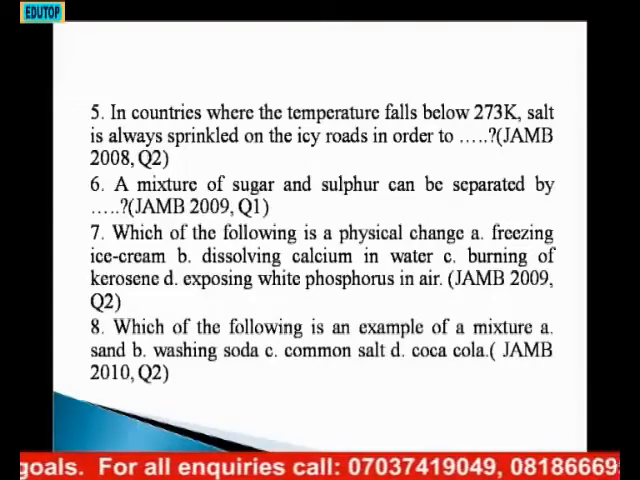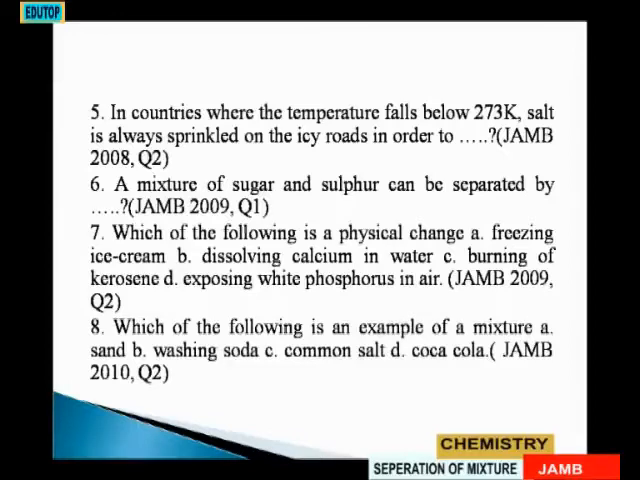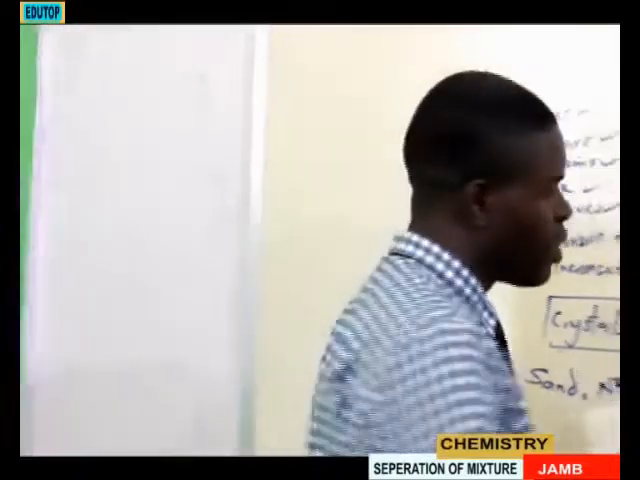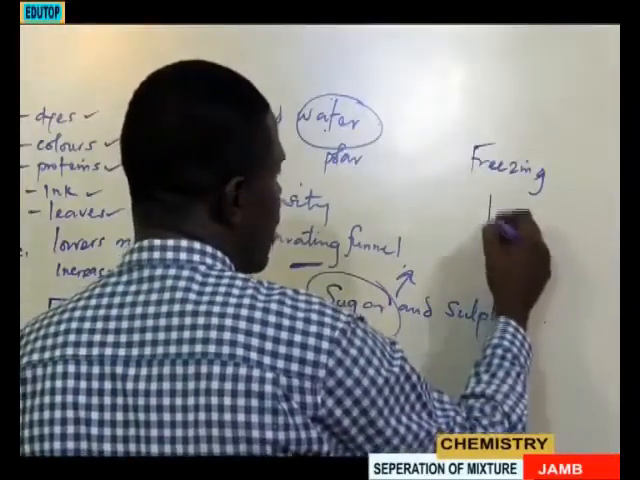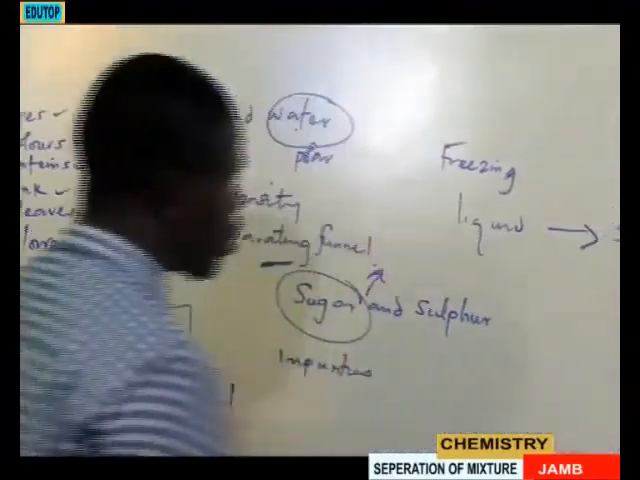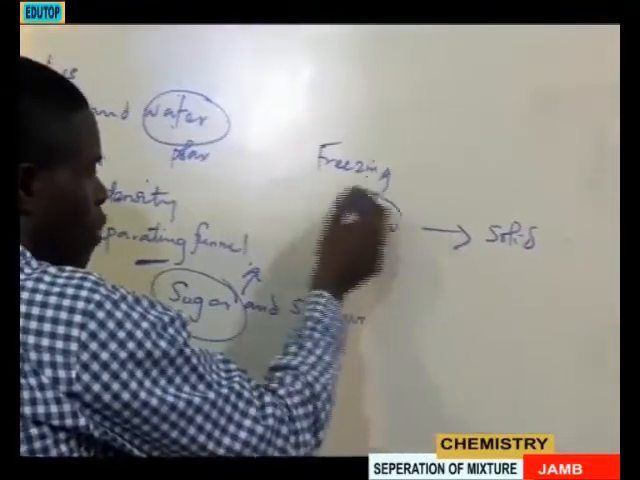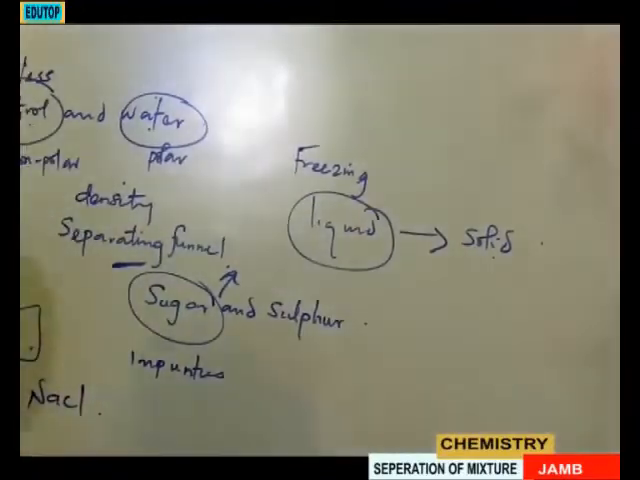Question number 7. Which of the following is a physical change? A. Freezing ice cream. B. Dissolving calcium in water. C. Burning of kerosene. D. Exposing white phosphorus in air. The first one says freezing of ice cream. When you freeze something, that means you convert a liquid to a solid. That's solidification. That is the process of freezing.